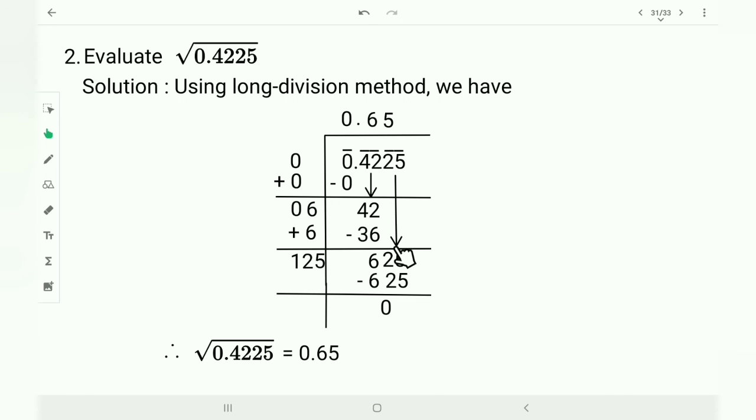Now bring down 25 here on the right side of 6, and then you will get a new dividend 625. Now again you will choose a new square number which is 5, and then multiply by 125. When you multiply 5 by 125, you will get 625. Subtract 625 from 625, then remainder is 0. Hence the square root of 0.4225 is equal to 0.65.